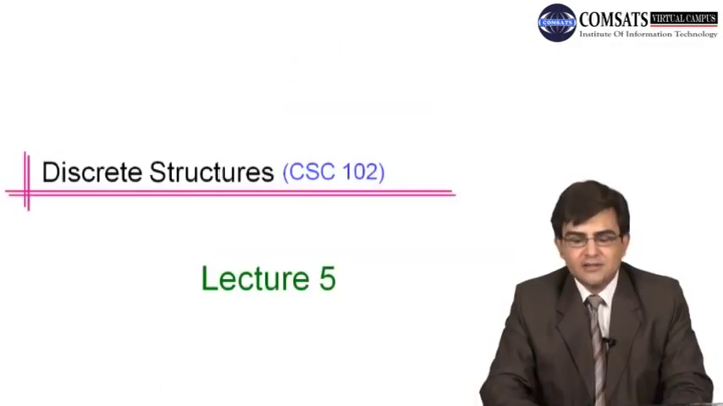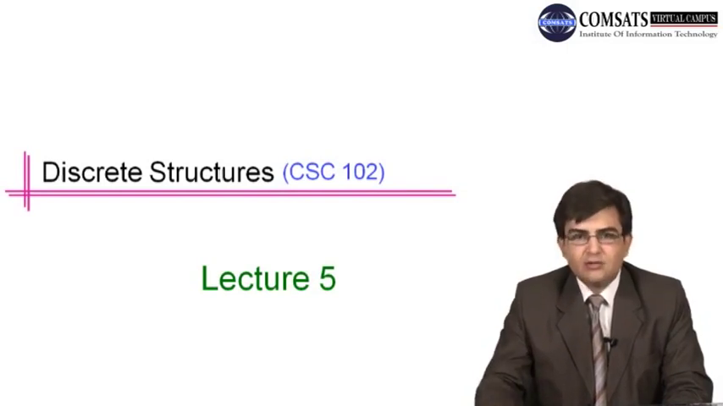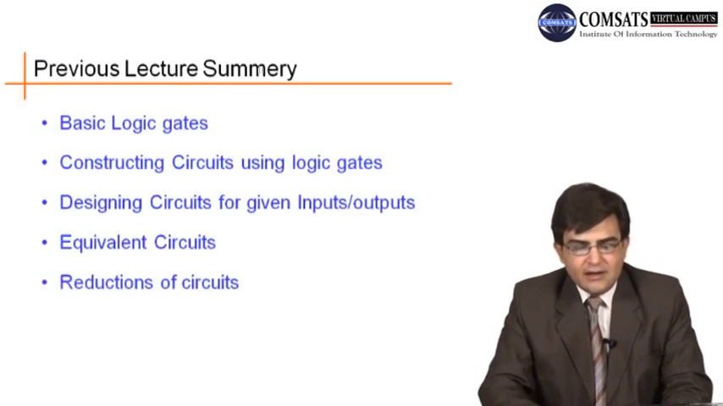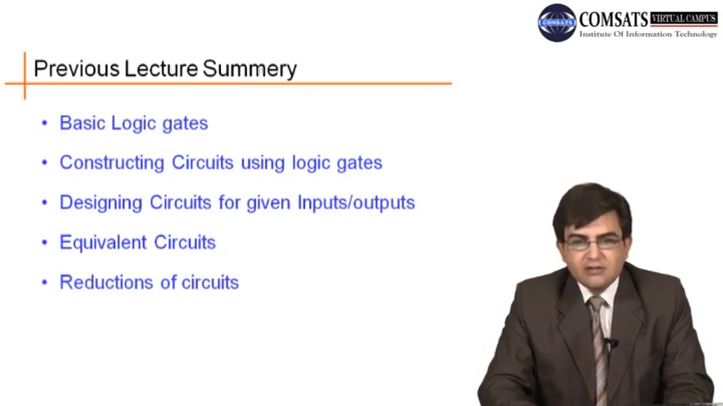Welcome to the fifth lecture of Discrete Structures CSC 102. In the previous lecture we were discussing logic gates, and we have discussed several basic logic gates and how to construct circuits using logic gates. We have also discussed designing circuits for given input-output tables, and equivalent circuits and how to reduce circuits.